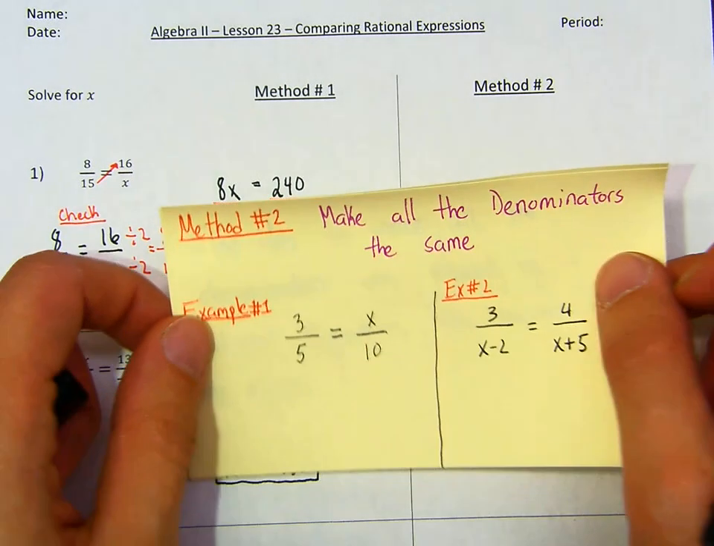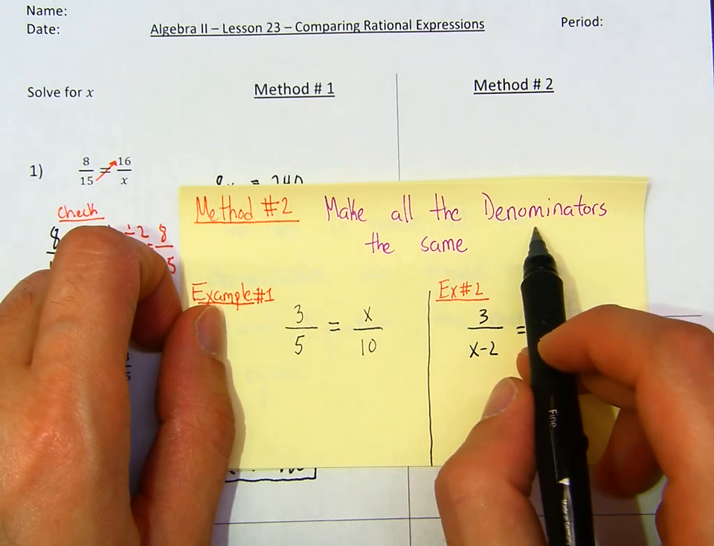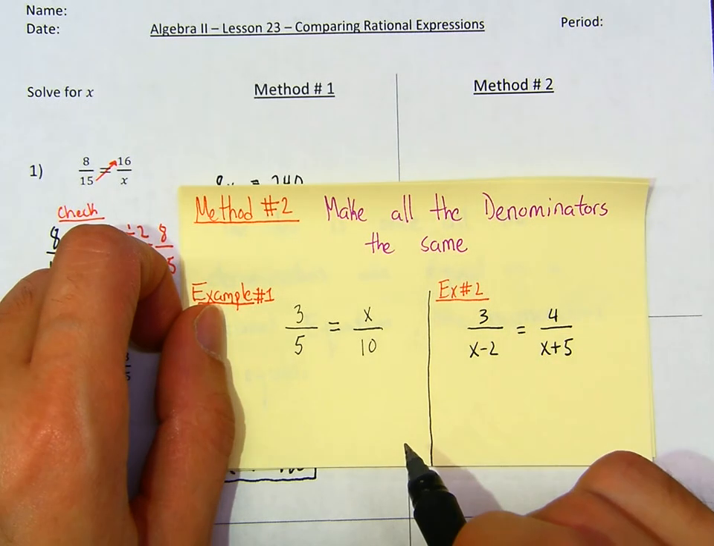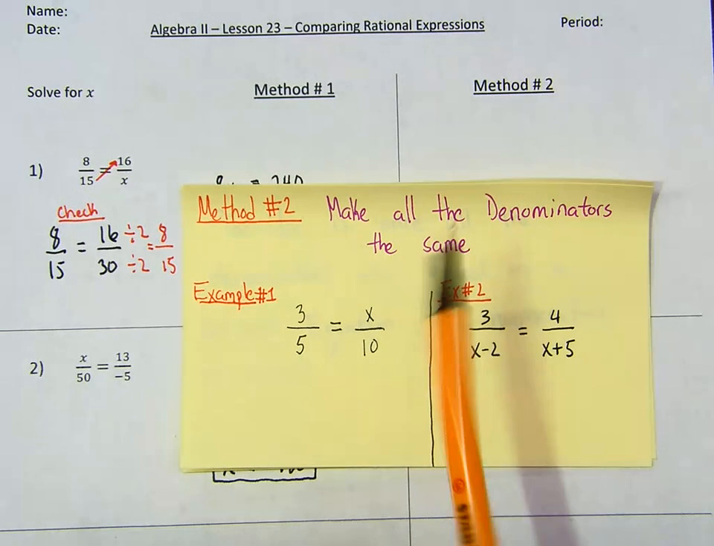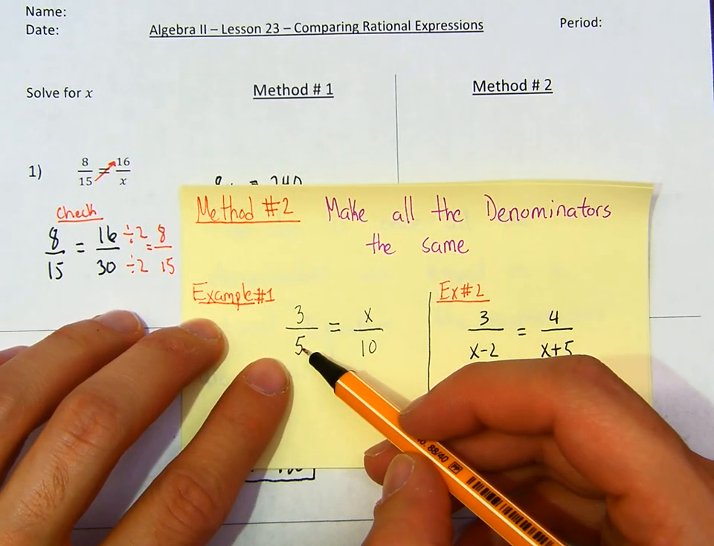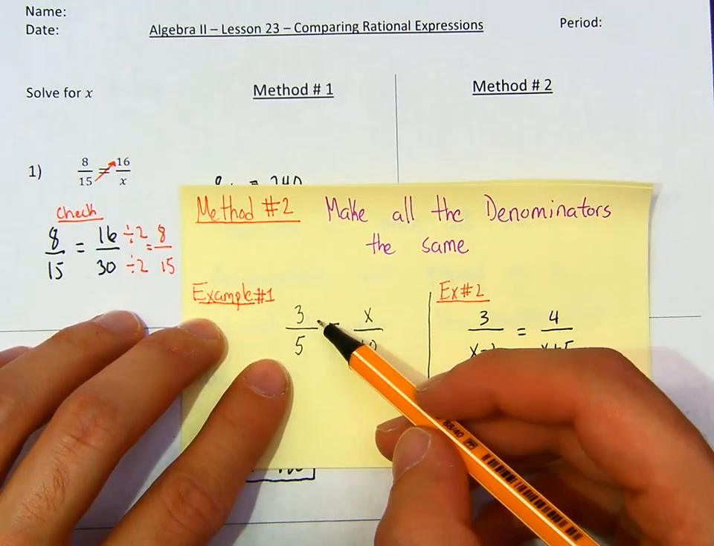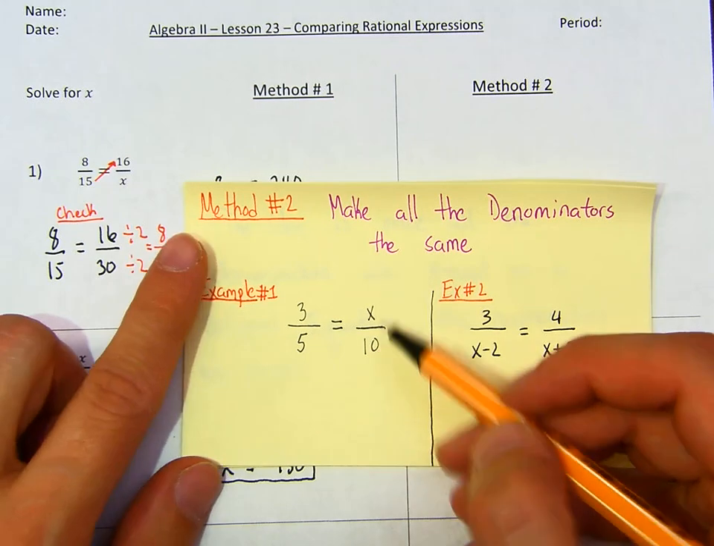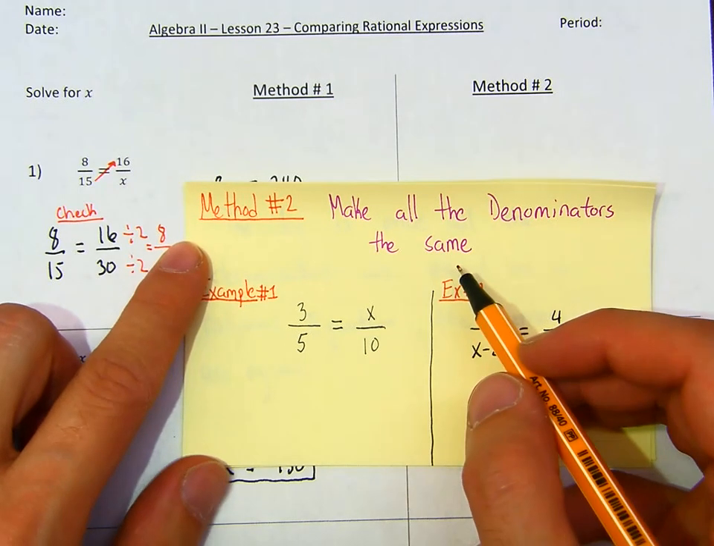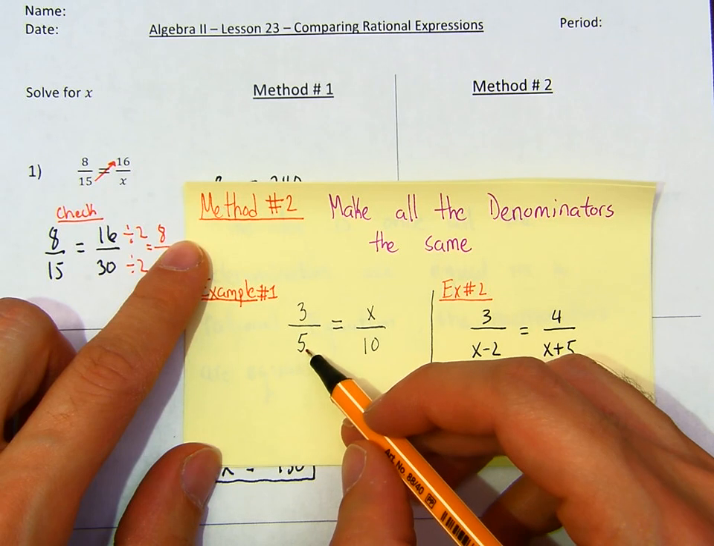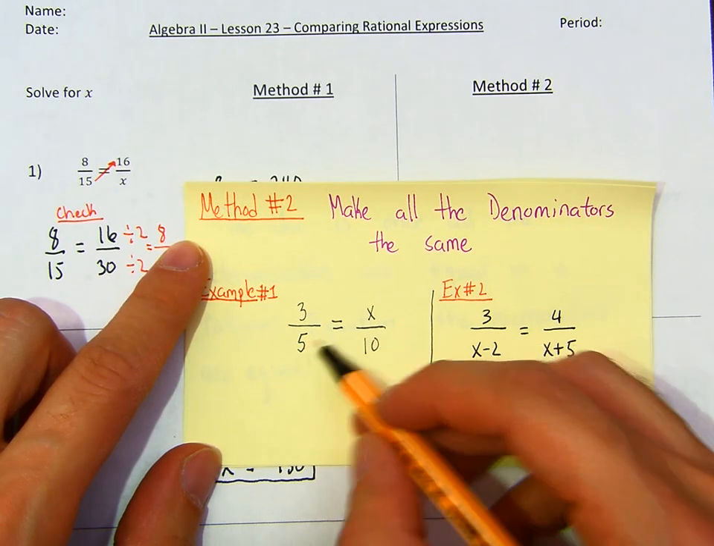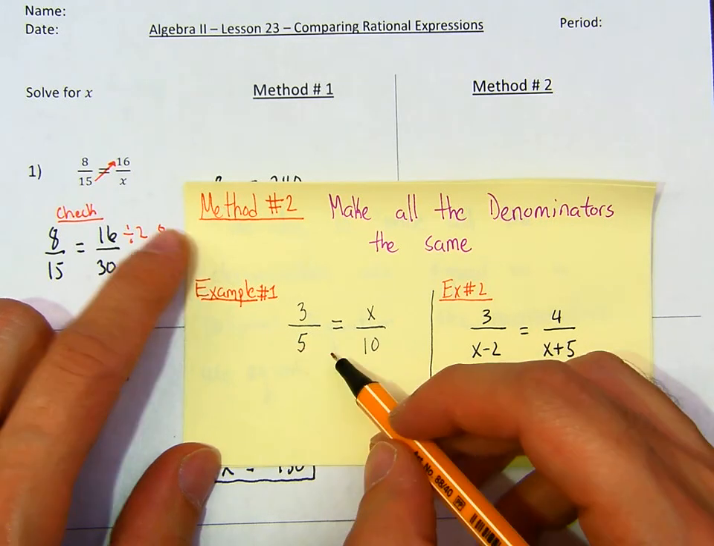The idea for the second method is make all the denominators the same. So for example, let's take a look at this. What did we do before? We cross multiplied, right? That was method number 1. What's the idea of making the denominators the same? So notice that this is 10 and this is 5. How can I make these two numbers the same?